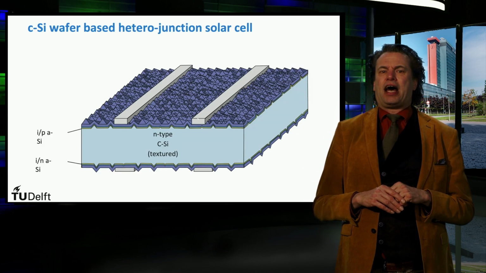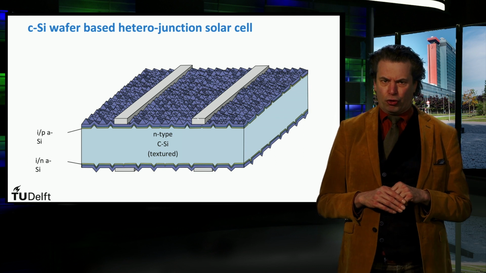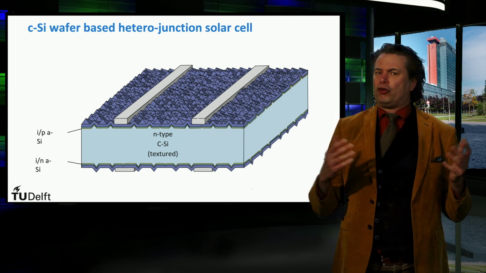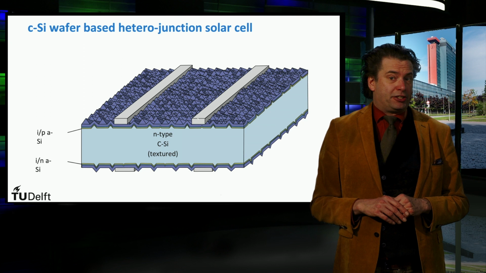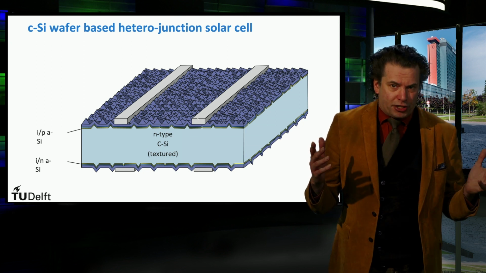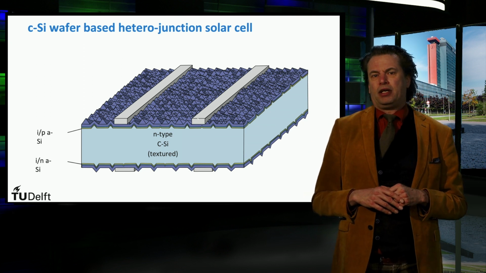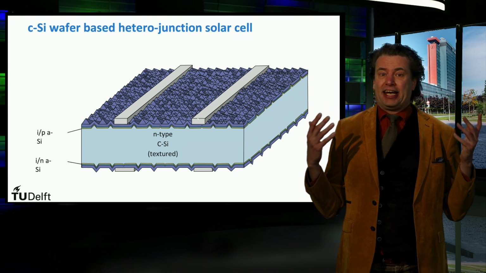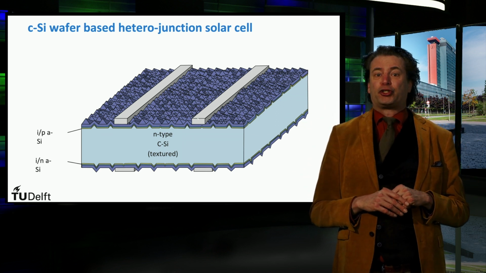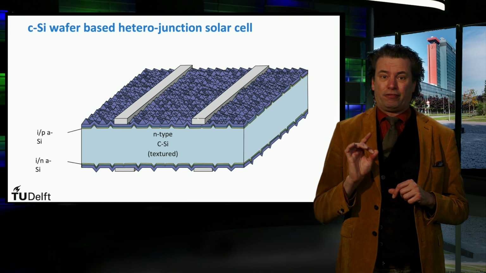Now look at this crystalline silicon wafer-based heterojunction solar cell. This is a concept which has been invented by the Japanese company Sanyo, which is nowadays part of Panasonic. The Panasonic cell is called the HIT cell, which stands for heterojunction with intrinsic thin film.